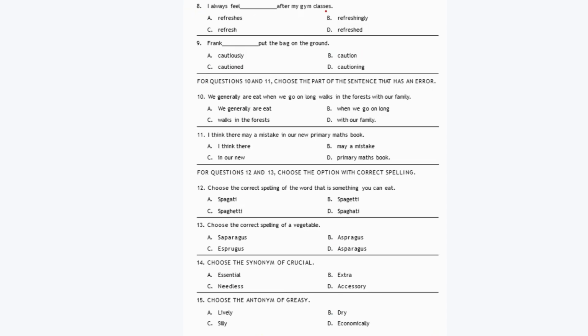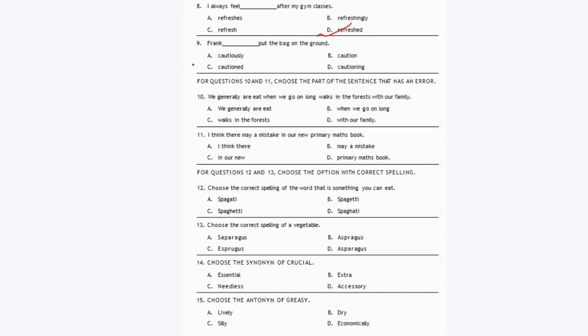So here it's option D. Now, "Frank dash put the bag on the ground." So it should be Frank cautiously put the bag on the ground. Cautiously means carefully. So it should be option B. Frank cautiously put the bag on the ground.